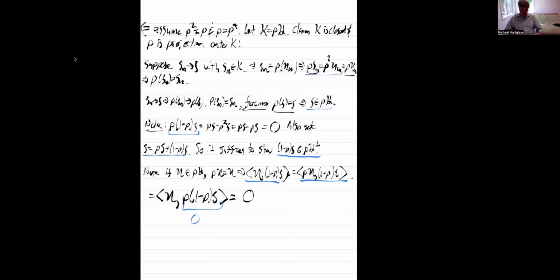And since I can always decompose anything in this decomposition, and in fact, everything in the orthogonal complement will be of this form, all these together imply that P is in fact the orthogonal projection onto P of H. I'm slipping in the word orthogonal projection in here because sometimes that is what is said in the literature. The notes will say projection. It says P is the projection onto PH.